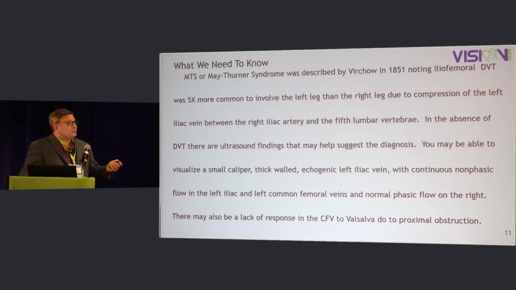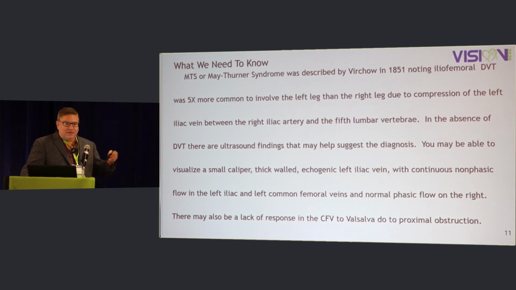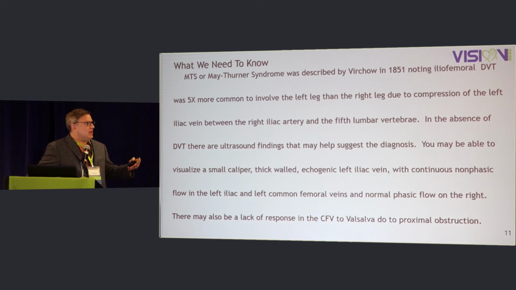May-Thurner is five times more common in the left leg, but it's not congenital. They autopsied babies and kids for other reasons, obviously, and it's really not present very much at all. It's a few percentage points. But as you grow older and your body changes and there are changes in the pelvis, it becomes much, much more common, 20 to 30%. Again, on MRIs, you can see that compression on the vein.